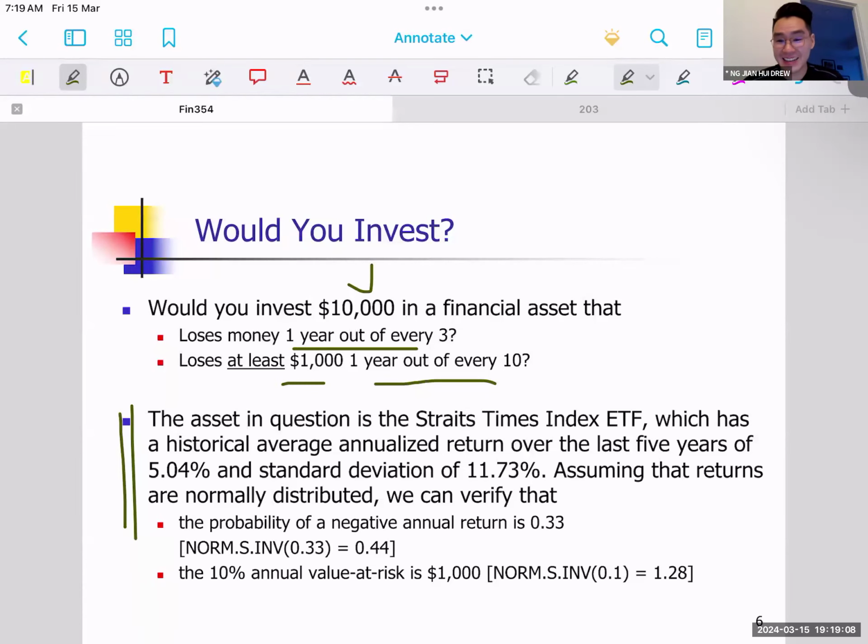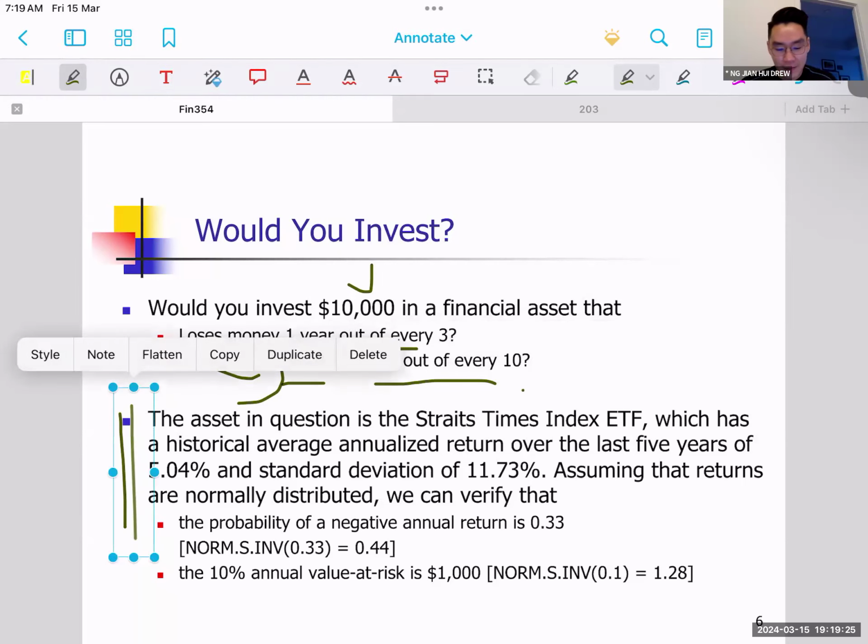Yeah, okay, I see it. Sounds lesser. Yeah, you're right. So your intuition is right. 1 out of 3 sounds lesser, right? Compared to at least 1,000 in 1 out of 10.